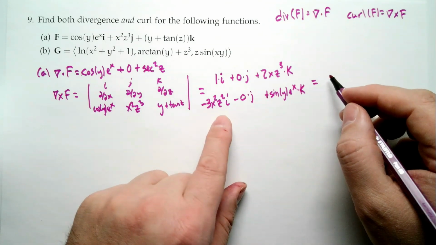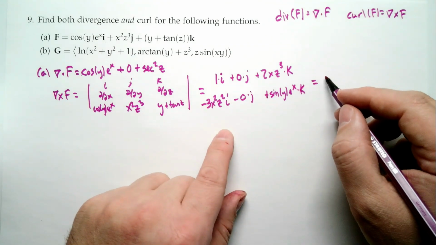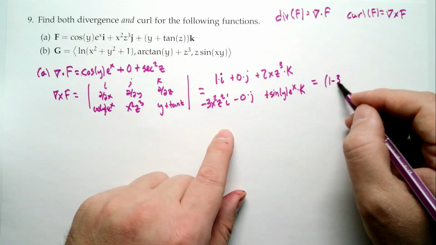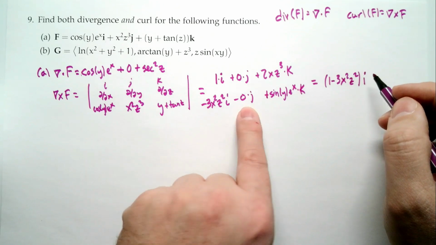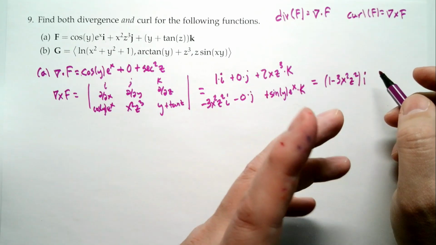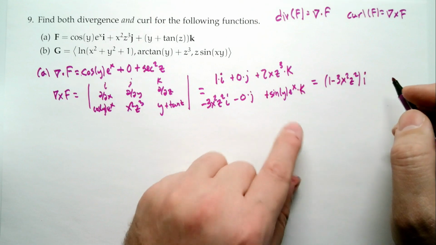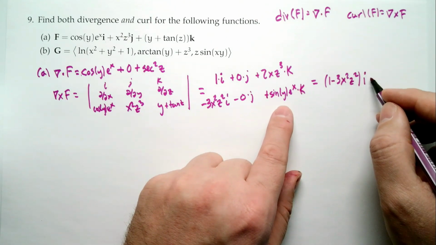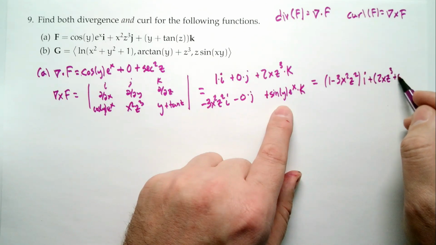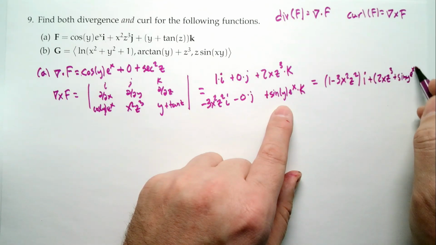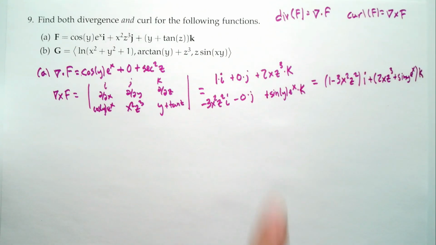We get, if we write it with the ijk notation, 1 minus 3x squared z squared I. Nothing in j. And that's okay if you don't have anything in j. You don't have to. There's no requirement that says you have to. Plus 2x z cubed plus sine of y e to the x in the k direction. Okay, so that's part A. So there's not a lot to this problem. It's just a matter of carrying out the computation, doing the work.